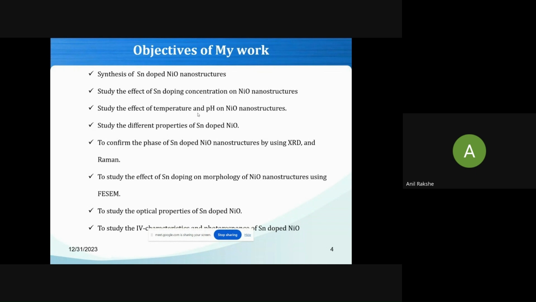Study the effect of tin doping on the morphology of NiO nanostructures using FESEM. To study the optical properties of these same Sn doped NiO nanostructures. To study the IV characteristics and the photo response of these tin doped nanostructures.